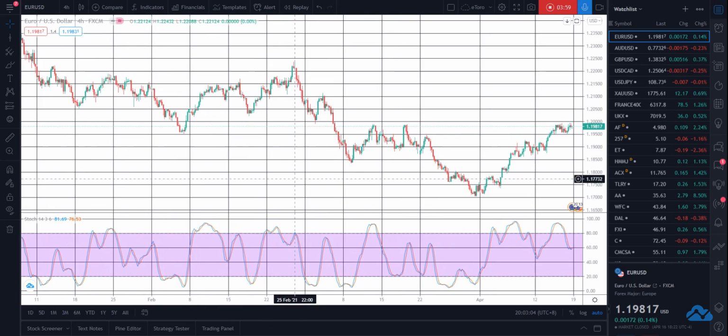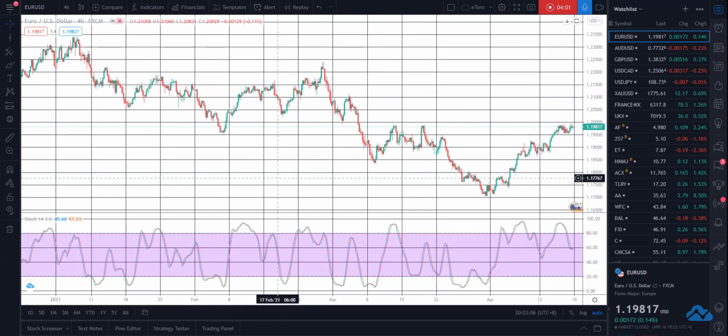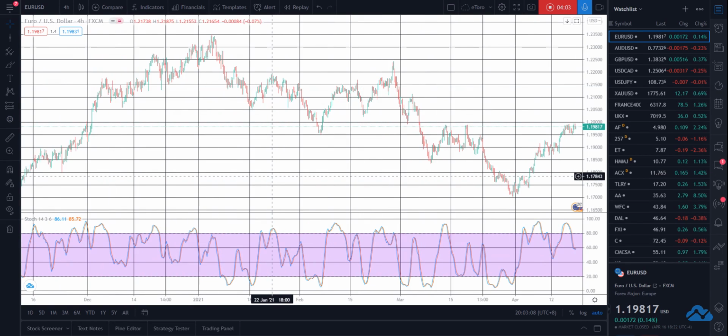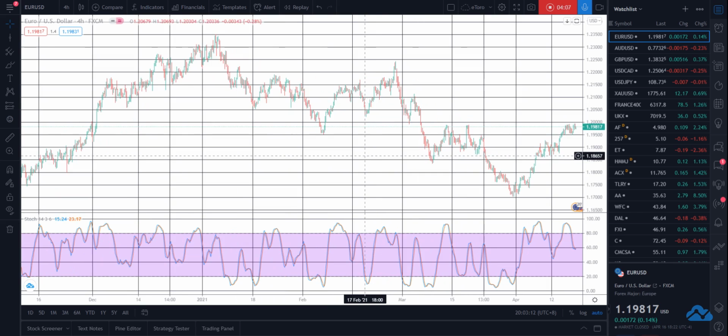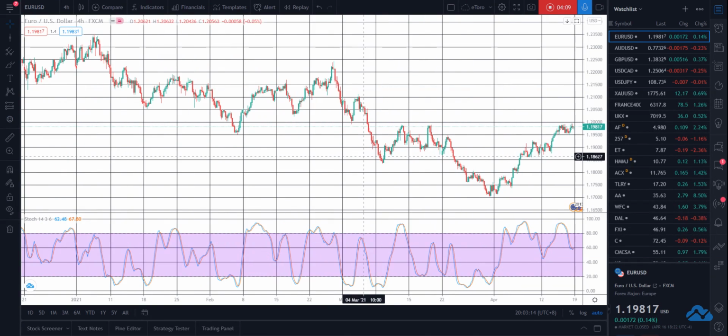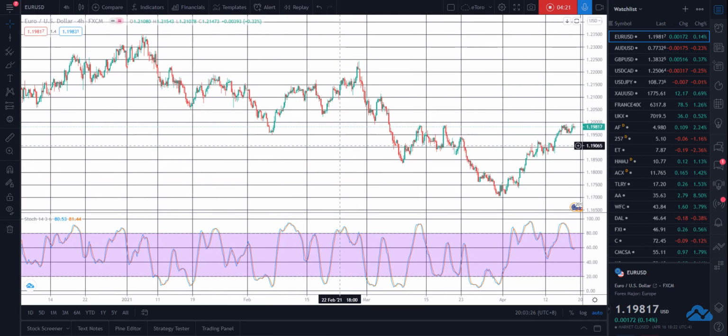The way I use this indicator is first we should figure out what's the current trend. If we are in an uptrend, or we are in a trendy market, which has an uptrend or downtrend, or we are in a range market.